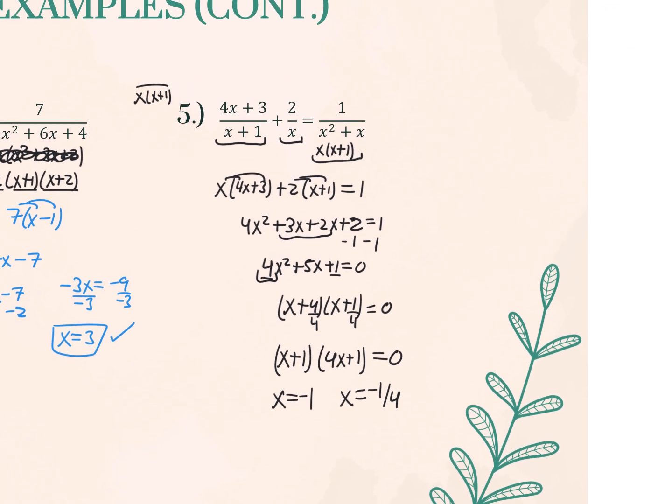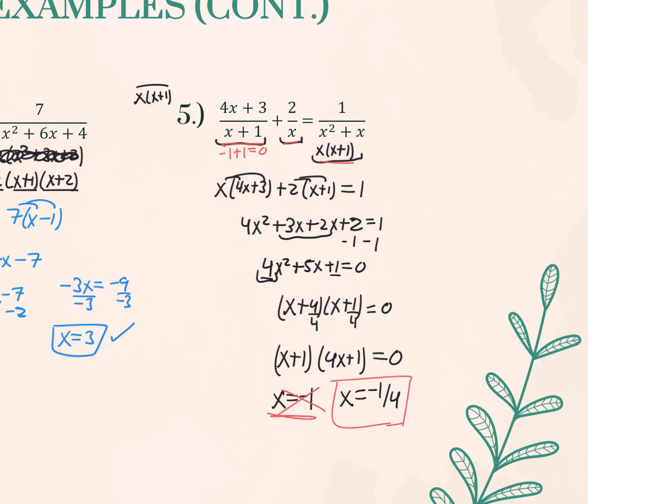All right, now let's check, right? If I plug in negative 1, it looks like over here, negative 1 plus 1 is going to get me a 0, right? So this is not a valid solution. And it looks like when I plug in negative 1/4 everywhere, right, I don't get 0 on the bottom anywhere, so this is a valid solution, right? So my only answer here is negative 1/4.